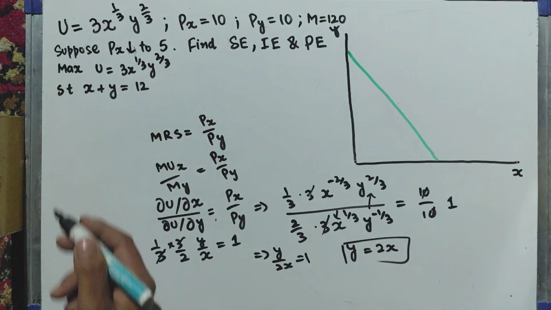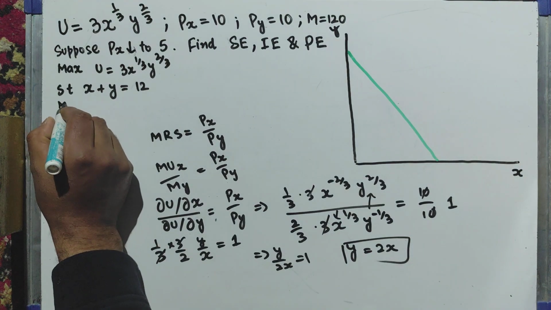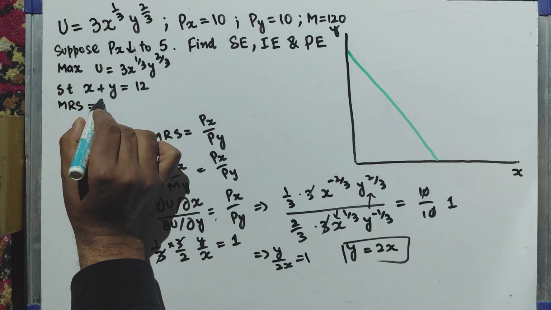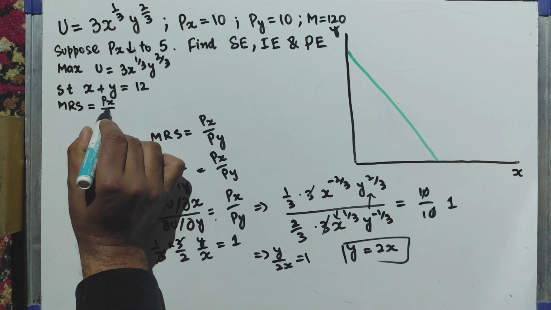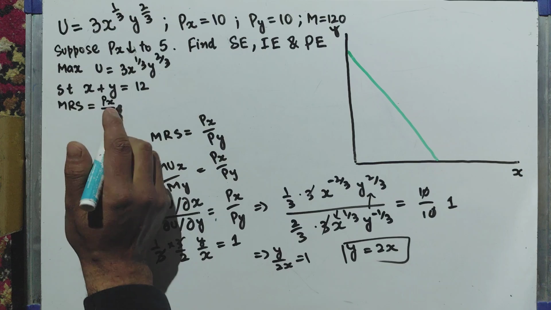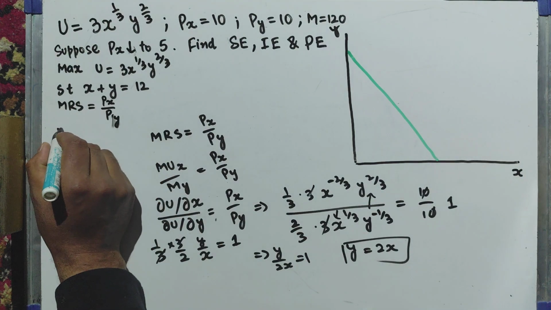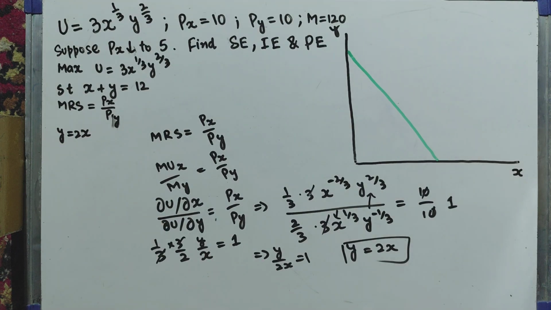So finding the optimal condition, what do we get? We require the MRS, that is the slope of the indifference curve, to be equal to the input price ratio, the ratio of the prices, price of X upon price of Y. When we solve this, we got this result, that is Y is equal to 2X. Okay, now let me rub this out.